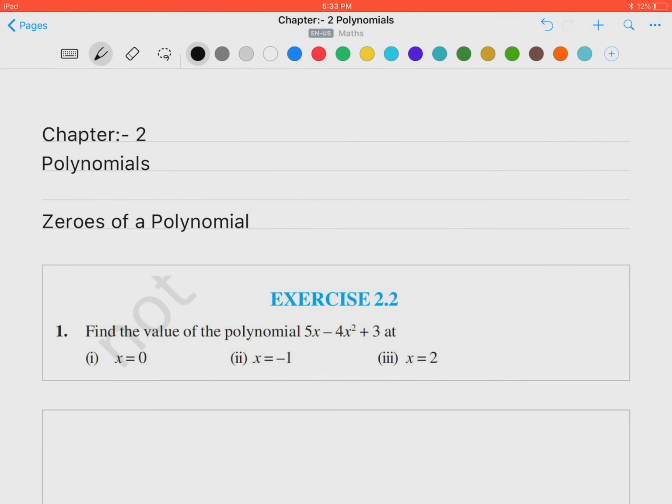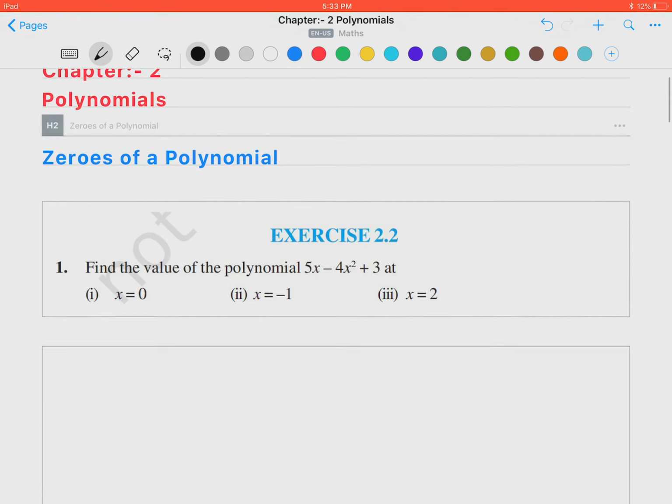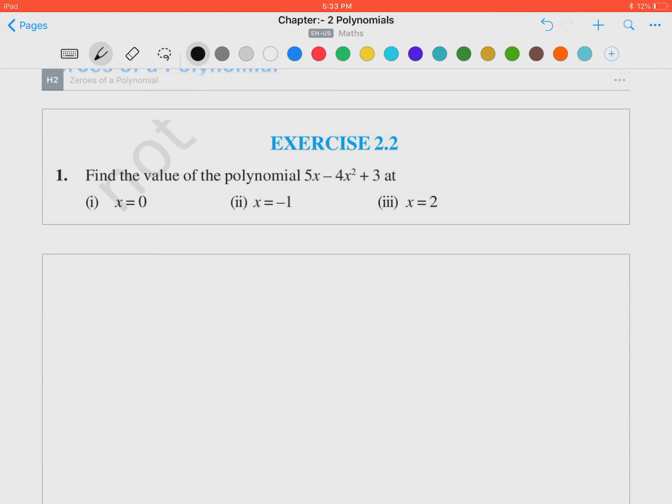We have chapter number 2, which is polynomials. And the topic we are doing here is zeros of a polynomial. Based on this we have exercise 2.2. This exercise in total has 4 questions. So let's start with the first question.